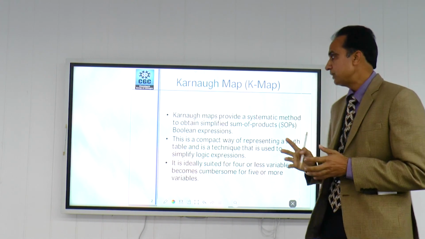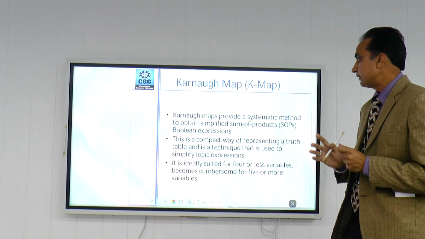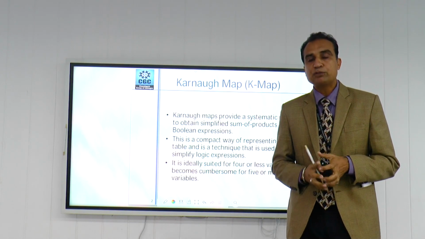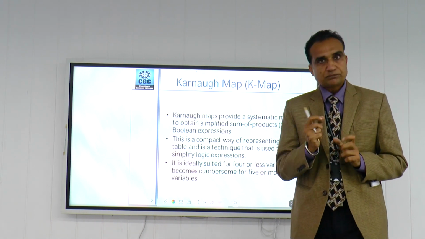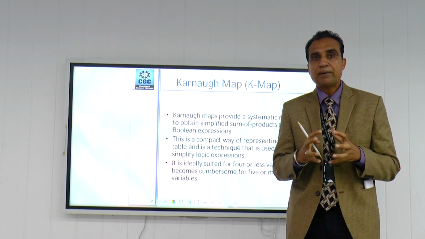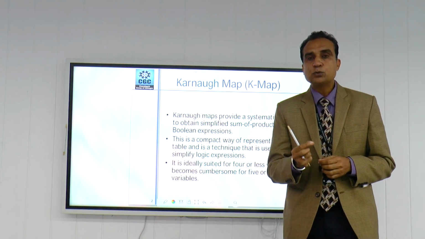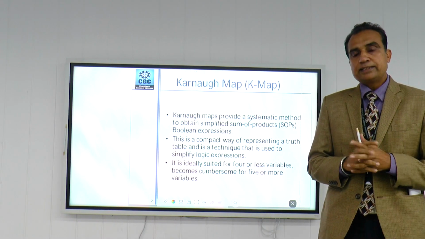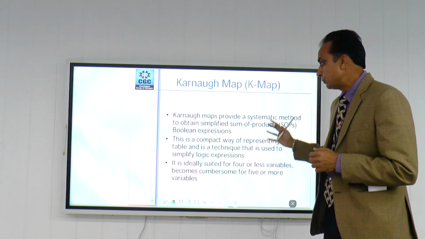Another definition of K map is that it is the compact way of representing a truth table and the technique that is used to simplify the logical expression. The second thing why we use K map: it is used to simplify the Boolean expression, and it is a compact way to represent the truth table. What is a truth table? Truth table is a table which is used to represent the input-output combination in case of a logic circuit. This is the compact way of representing the truth table. This is why we use the K map.